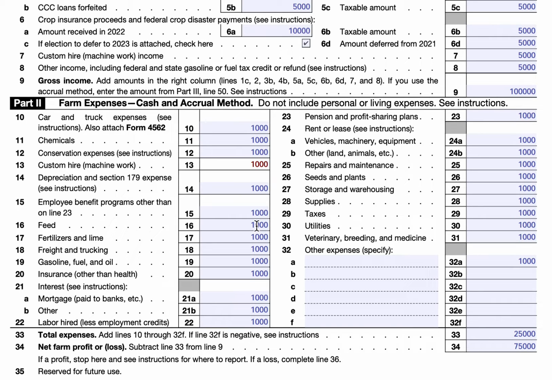In line 16, you're going to deduct the amount of feed that you spent. If you use the cash method, you can't deduct the cost of feed that your livestock consume in a future year unless all of the following apply. First, it was for the purchase of feed instead of a deposit on feed. Second, the prepayment had a business purpose and it wasn't just for tax avoidance. And three, if you deduct that prepayment, it won't materially distort your income. So that's a rather subjective figure.